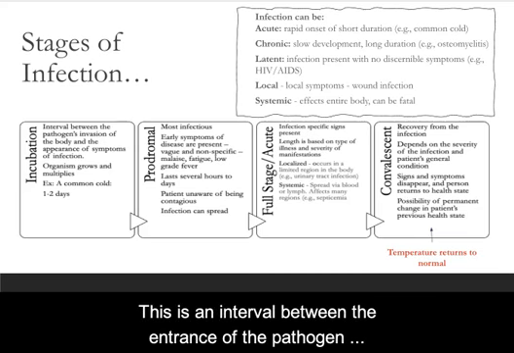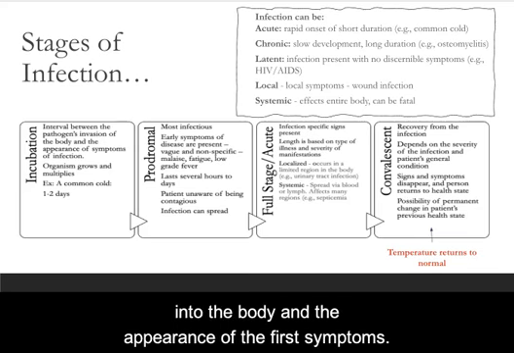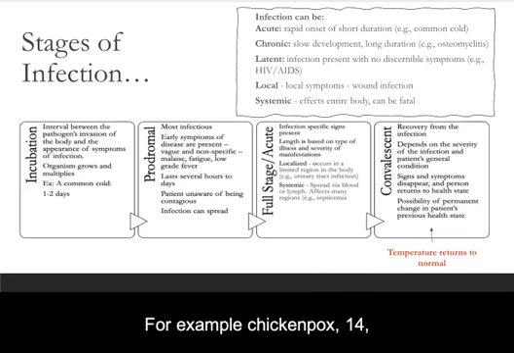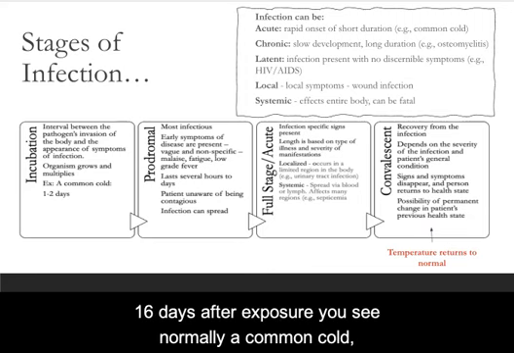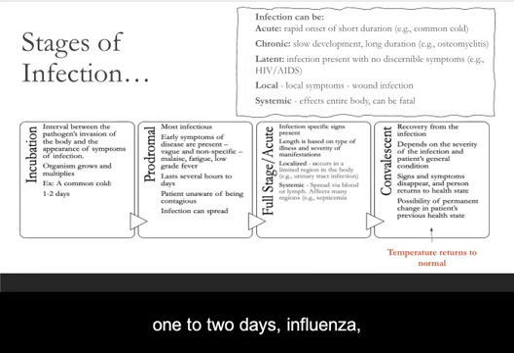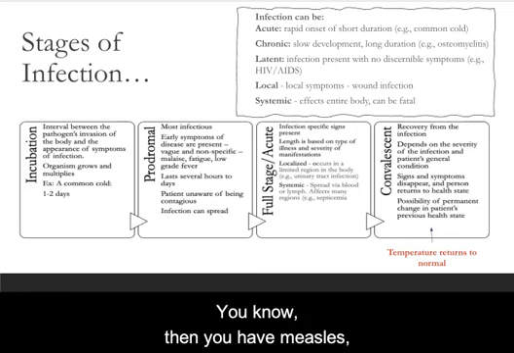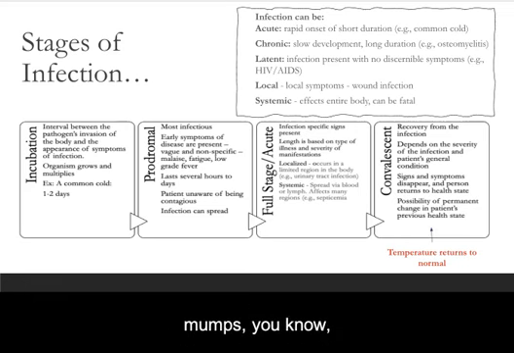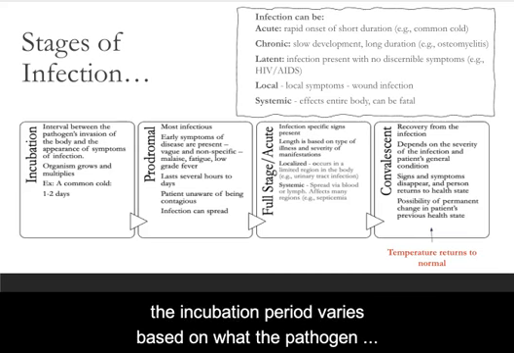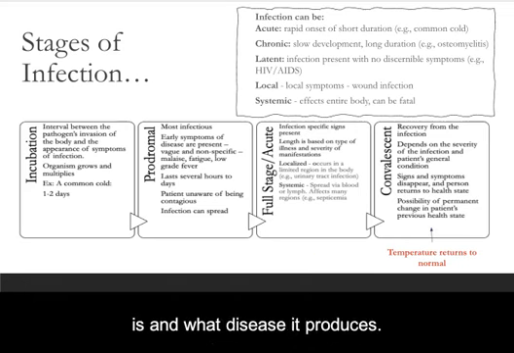So the stages of infection are incubation. This is an interval between the entrance of the pathogen into the body and the appearance of the first symptoms. For example, chickenpox, 14 to 16 days after exposure. You see it normally in a common cold, 1 to 2 days. Influenza, 1 to 4 days. Then you have measles, mumps. So it's different. The incubation period varies based on what the pathogen is and what disease it produces.